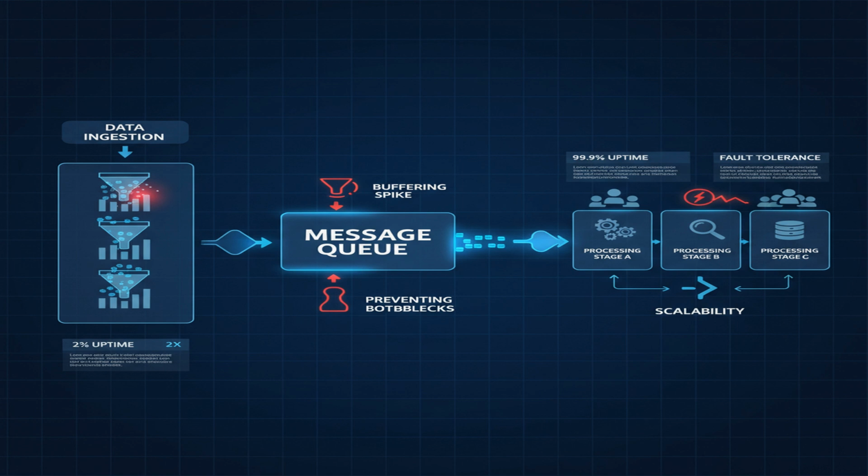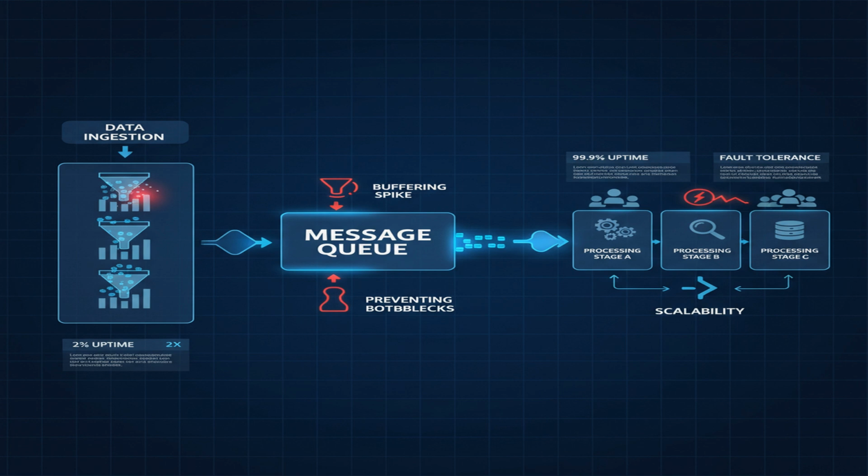Now let's explore asynchronous processing, vital for robust ETL pipelines. Message queues decouple pipeline stages, enhancing fault tolerance and scalability. This prevents bottlenecks. Imagine a sudden spike in data ingestion. Without a queue, the transformation stage could crash.